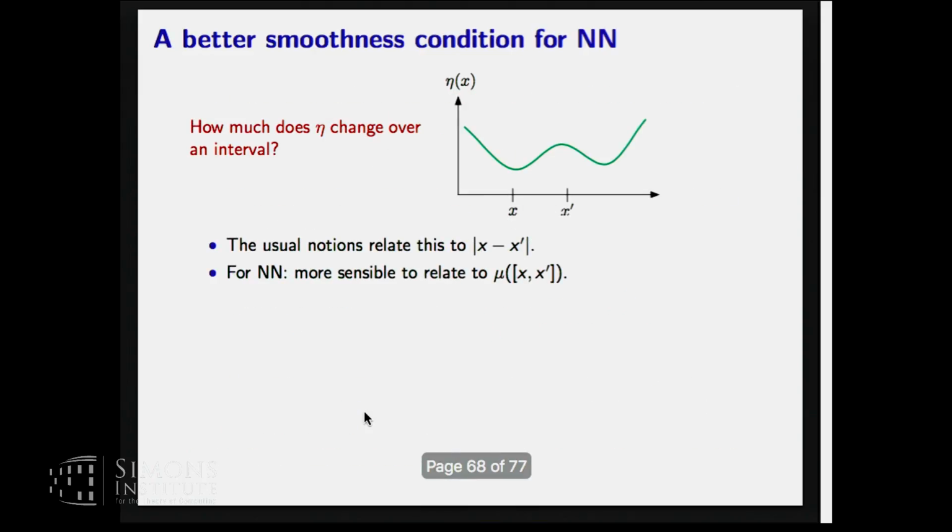So the smoothness condition that I advocate, which is a little different, is the following. For nearest neighbor, it does not matter how eta changes. So we want to know how much eta changes within this interval. We don't want to measure the rate of eta's change with respect to the length between x and x prime, but rather the amount of probability mass between x and x prime. And that makes a huge difference. So instead of measuring how much this function eta changes in terms of distance, measure how much it changes by probability mass, because this is really the only thing that matters in nearest neighbor.